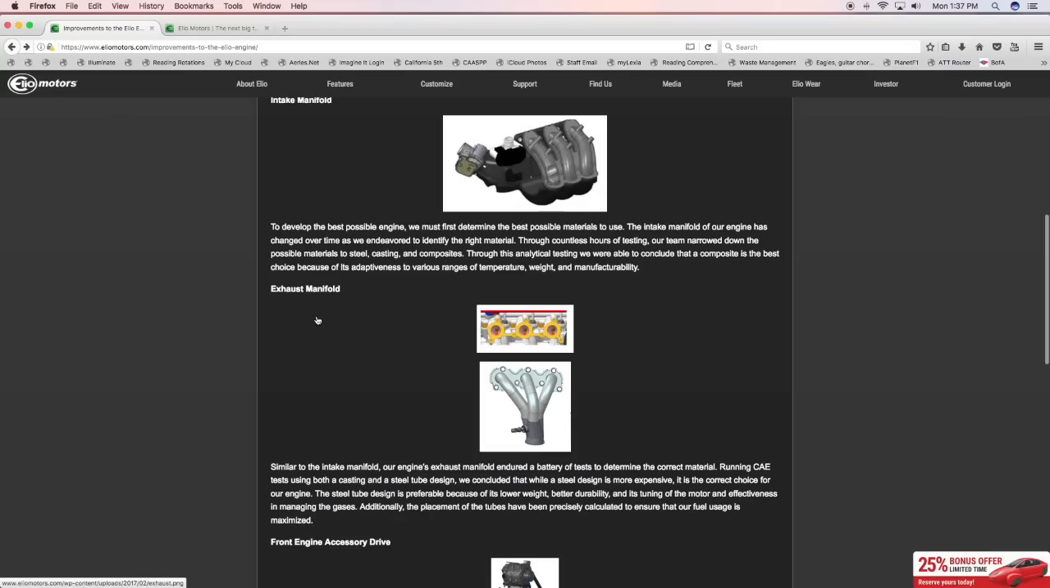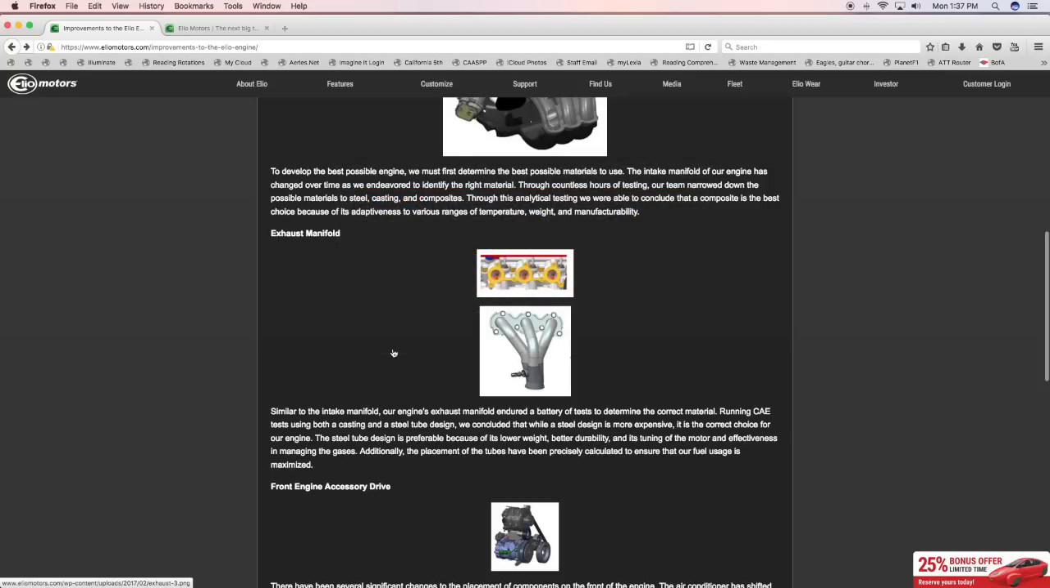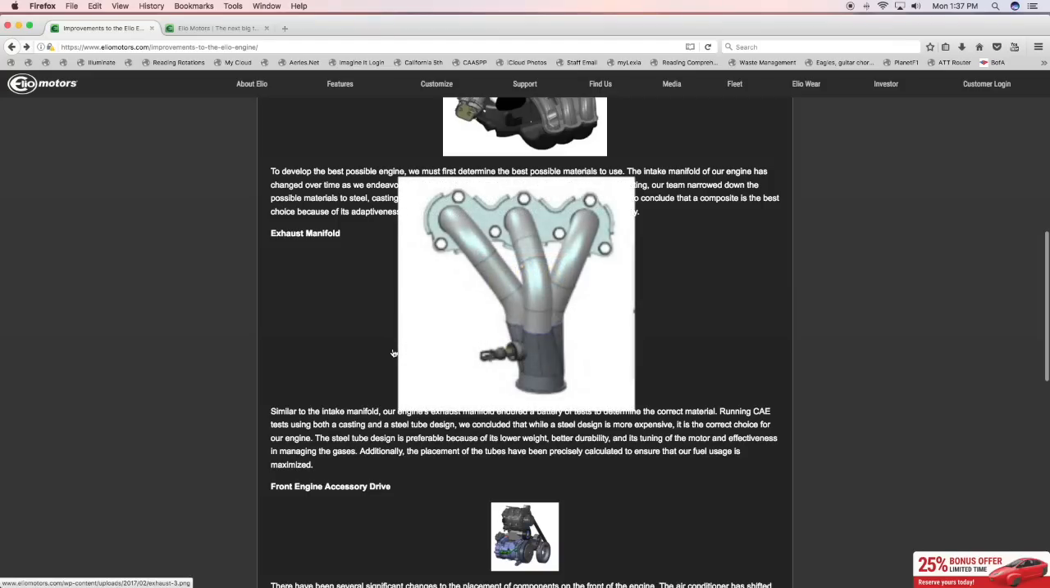The next one is the exhaust manifold. Similar to the intake manifold, the engine's exhaust manifold endured a battery of tests. These guys are busy working on it, guys, so they can determine the correct materials. Running the CAE test using both the casting and steel tube design, they concluded that while a steel design is more expensive, it is the correct choice for the engine. The steel tube design is preferable because of the lower weight, better durability, and its tuning of the motor and effectiveness in managing the gases.